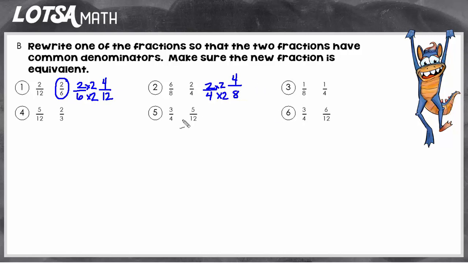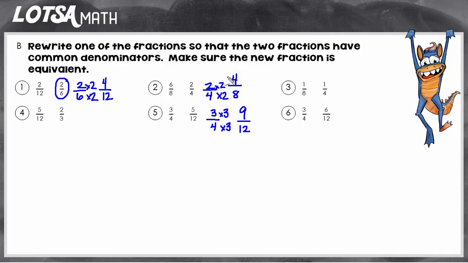So let's look at number 5. Here we have 3/4 and 5/12. So I think I'm going to change 3/4 into 12ths because that's going to be easier since I'll be able to use multiplication. So to get from fourths to 12ths, I have to multiply by 3, and what I do to the bottom, got to do to the top. So 3 times 3 is 9. So now I have 9/12 and 5/12.